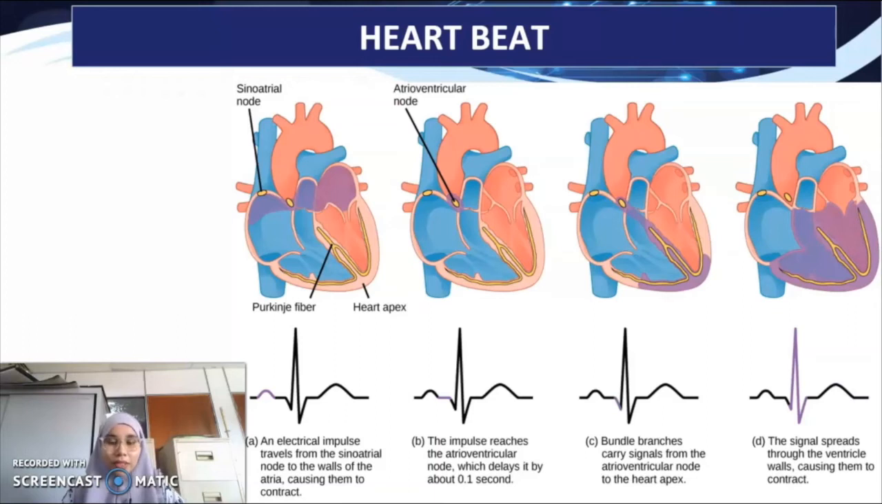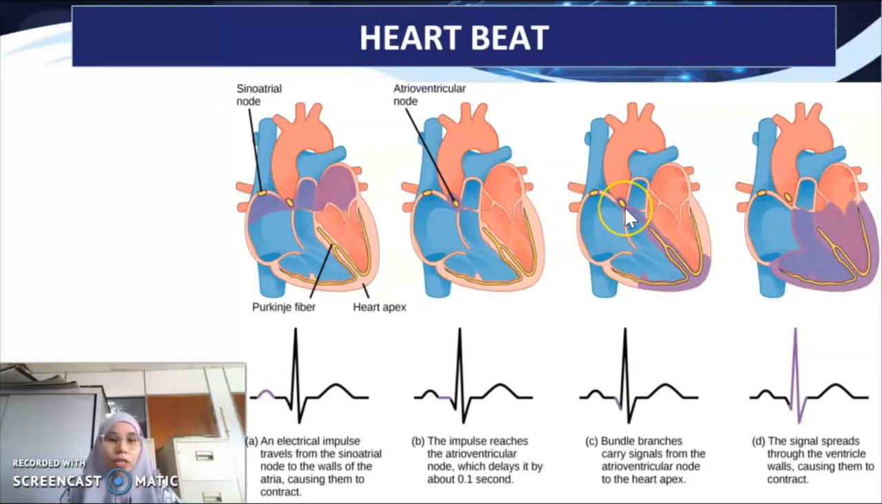How does the heartbeat start? The heartbeat starts from the sinoatrial node. The sinoatrial node will generate an impulse and the impulse will spread to both atria. When the atria receive the impulse, the atria will contract and the blood in the atria will flow into the ventricles. Then the impulse will stop at the atrioventricular node for 0.1 second in order to allow all of the blood in the atria to flow into the ventricles.